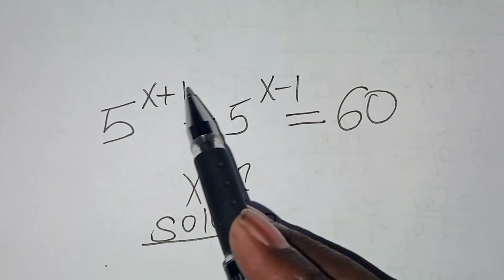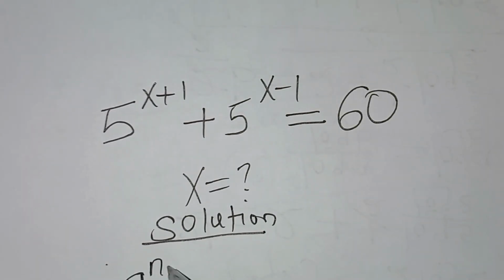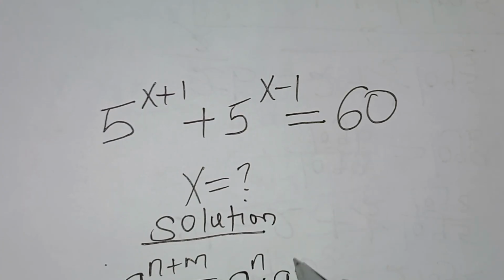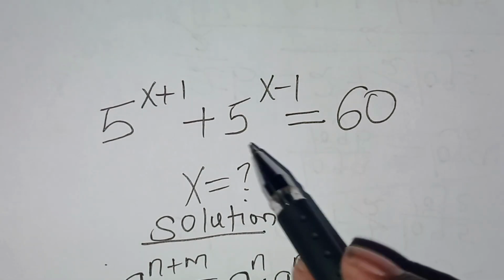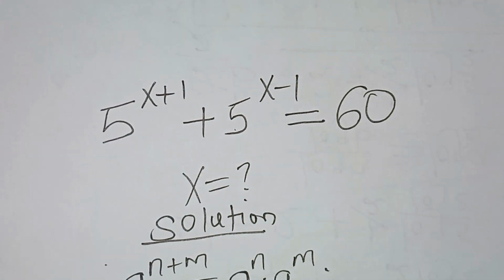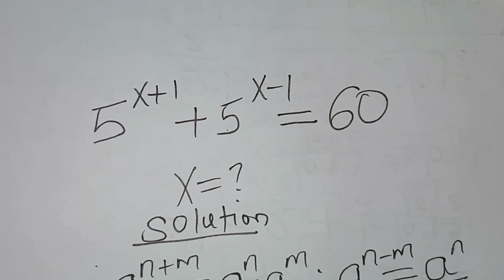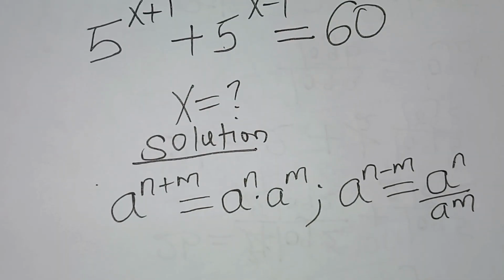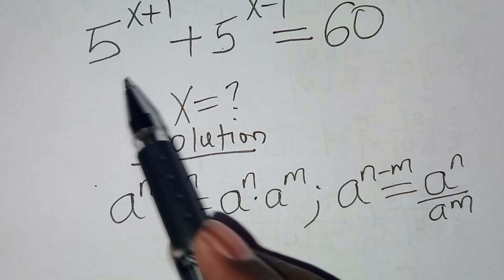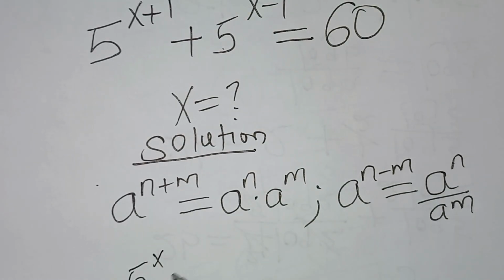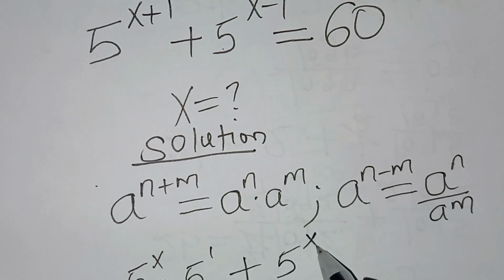we have that 5 to the power x plus 1. This is in the form of a to the power n plus m, which we can express as a to the power n multiplied by a to the power m. Here we have 5 to the power x minus 1. This is in the form of a to the power n minus m, which we can express as a to the power n divided by a to the power m. So applying these two exponent properties, then we have 5 to the power x multiplied by 5 to the power 1, plus 5 to the power x divided by 5, this is equal to 60.